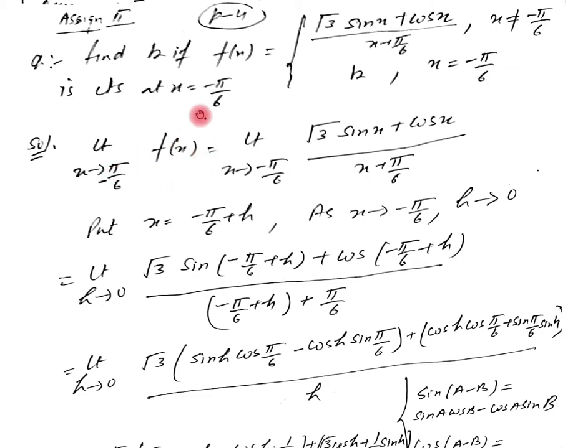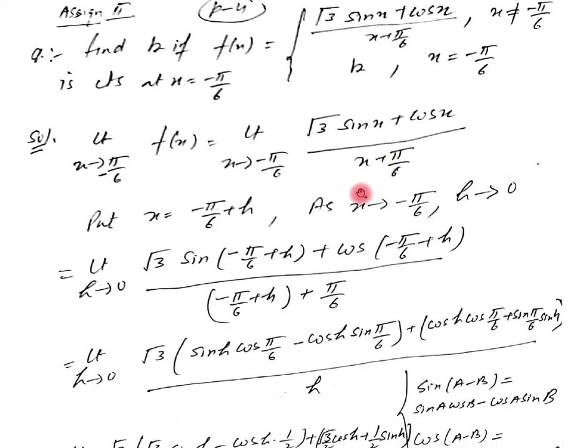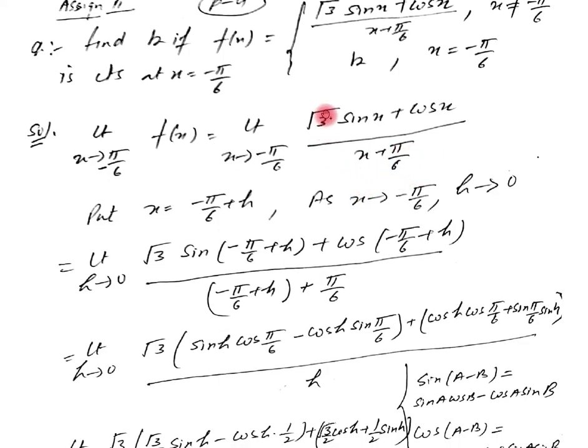Now when x is not equal to minus pi by 6, the function is this. Either it may be left hand limit, it may be right hand limit, the value of the function remains this. Now directly we are finding limit x tends to minus pi by 6 f(x), putting the value of the function. Now here in the 11th class we have done this question. Whenever any trigonometrical function is given and we have to find out the limit of the function, first we have to make the limit 0.